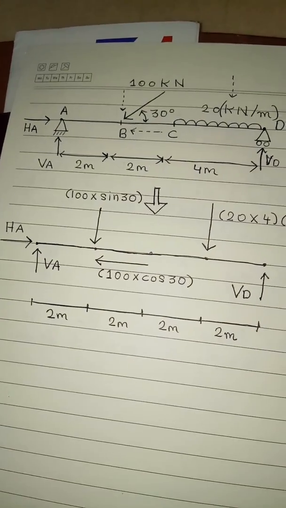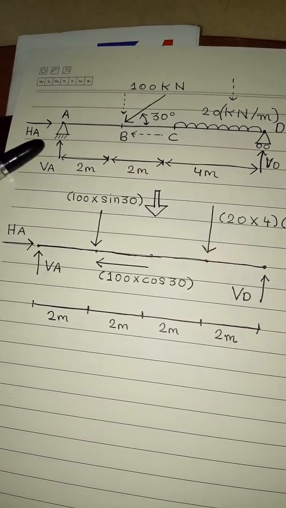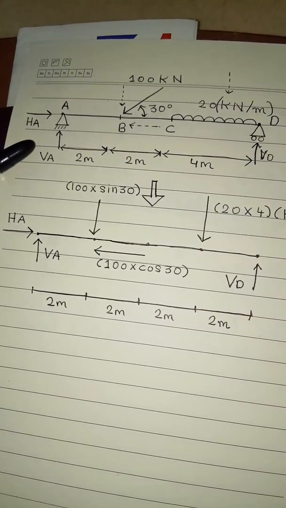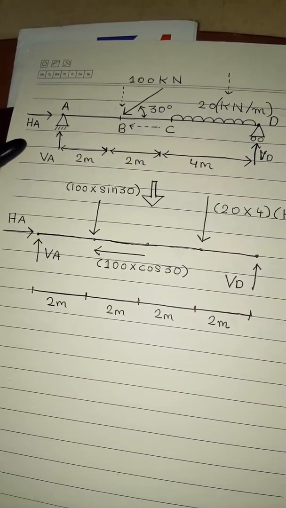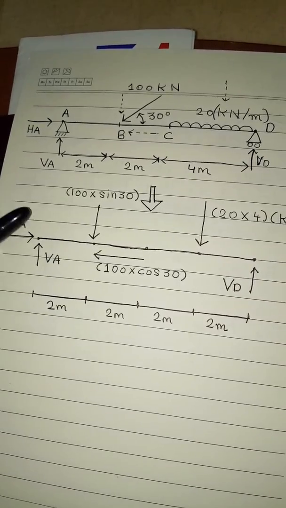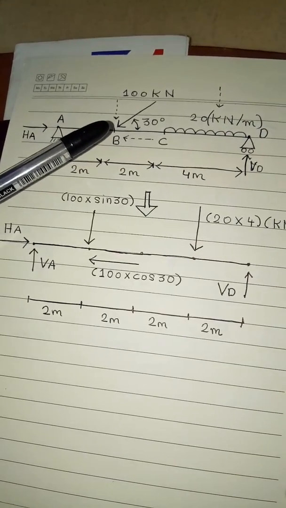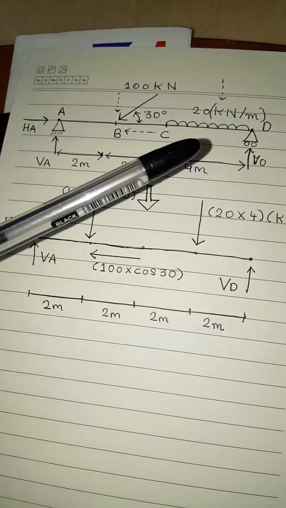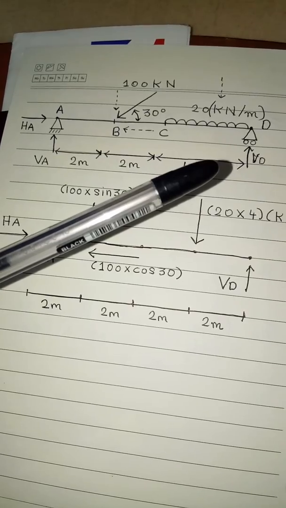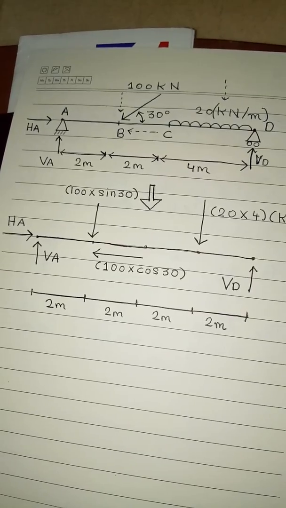Now here this AB is a simply supported beam where the point A is a hinge support. As I informed you earlier, if point A is a hinge support, then definitely it will have two reactions, where VA and HA are the two reactions. And there is an inclined load at B which is at 30 degrees. Then between C and D there is a UDL of 20 kilonewton per meter, and the point D is a roller support. You can analyze the entire reaction by yourself.